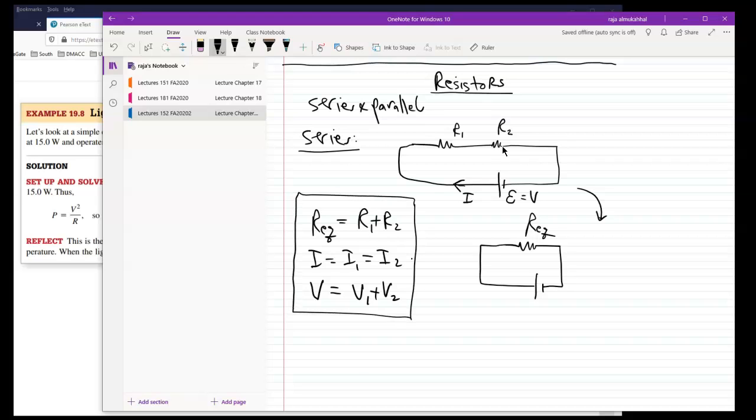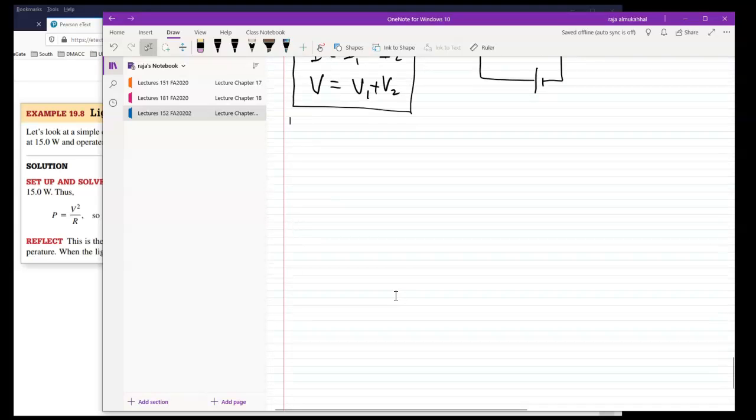Okay? So let's review. For the equivalent resistor, simply add up the resistors together. The current through the series arrangement is the same. And then the last thing is that the voltages across each resistor, when you sum them up together, you come up with the voltage across the EMF, the source. Got that? Okay.